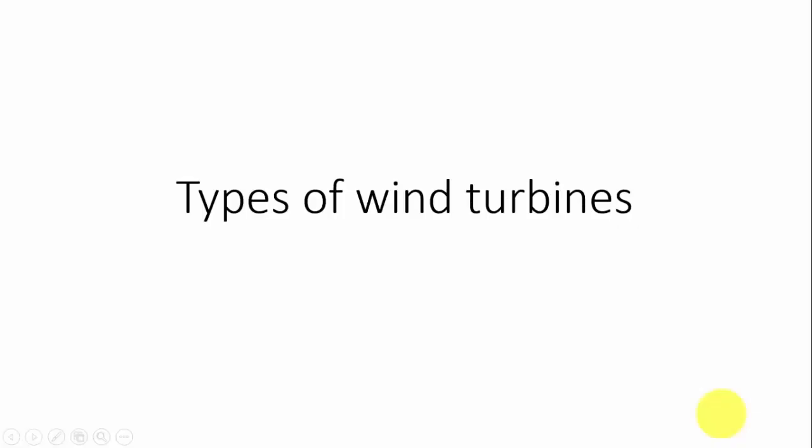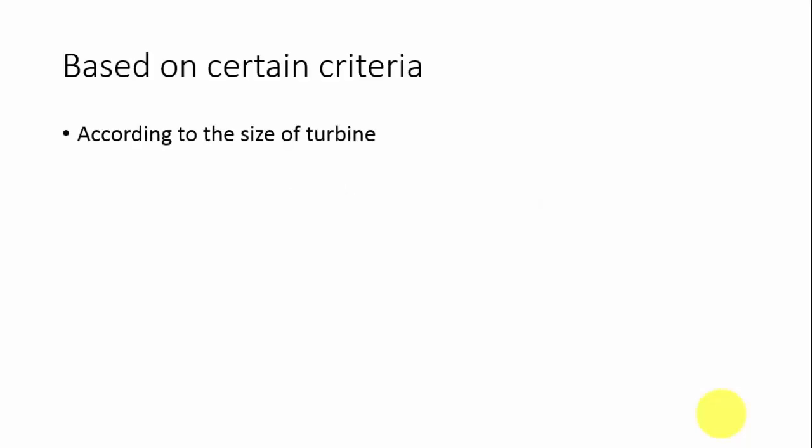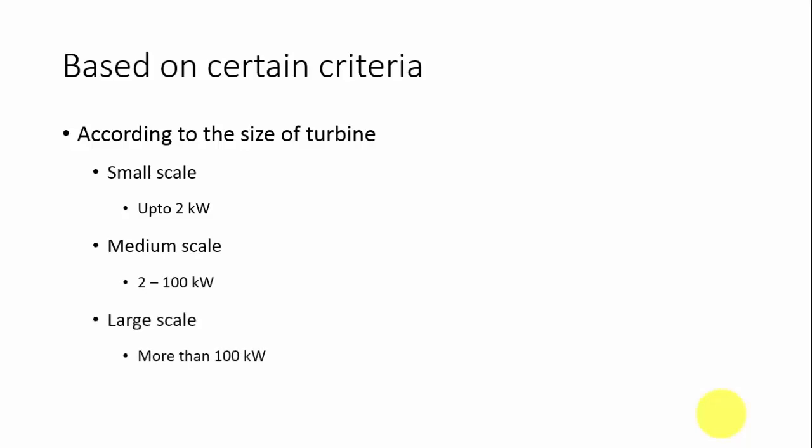Welcome all. This video explains the different types of wind turbines based on some criteria. If you want to classify wind turbines, we can classify them based on the size of the turbine first. Based on the size, we can classify the turbine as small scale turbines, that is up to 2 kilowatt, medium scale turbines, that is up to 100 kilowatt, and large scale turbines, that is more than 100 kilowatt.